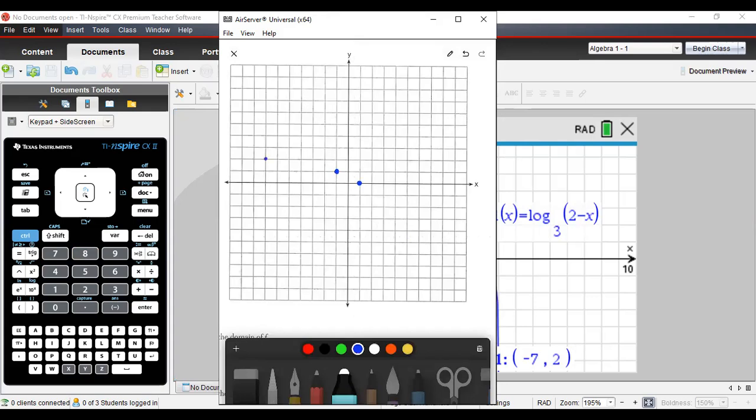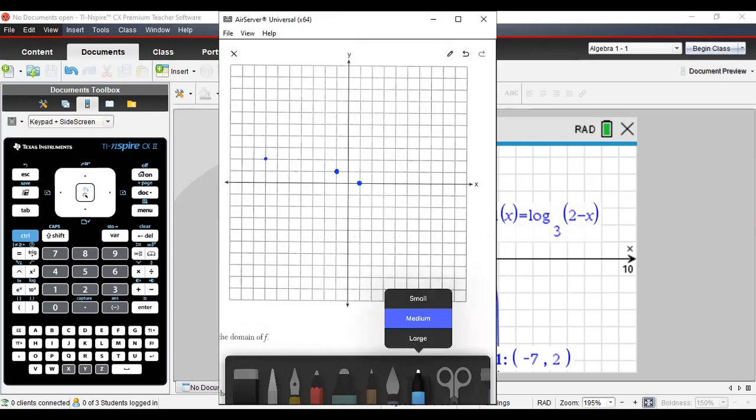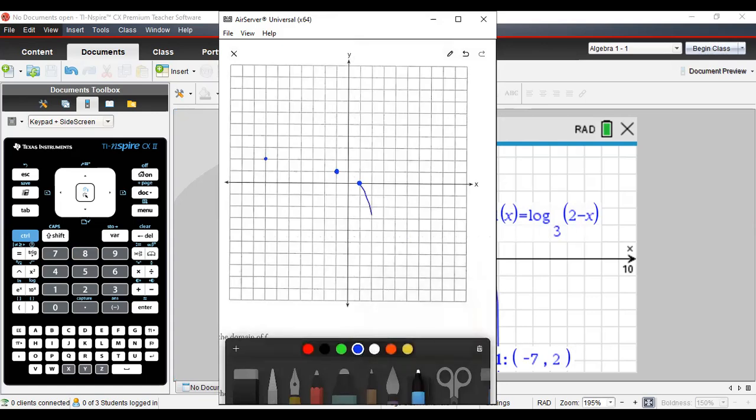All right, so basically what I want to do is something kind of like this. It's going to go down and it's going to go over. Okay, now that's basically the graph. I graphed like 3 points, so I'm pretty good there.